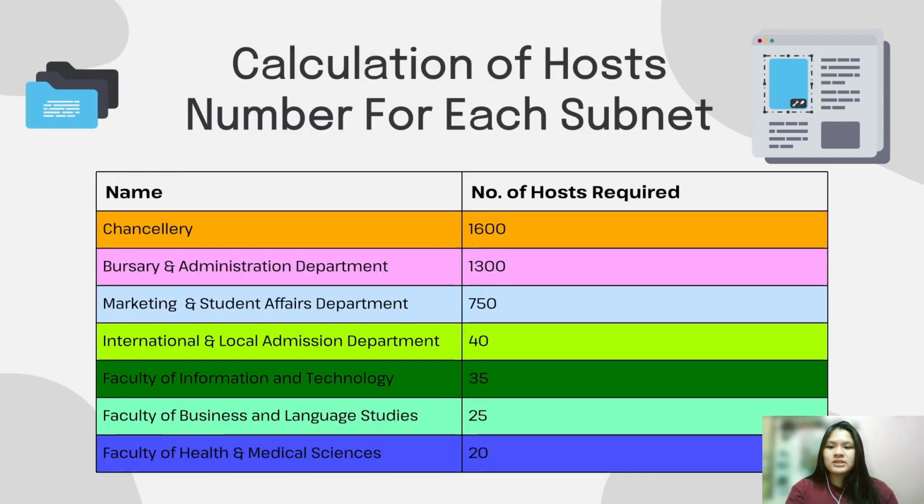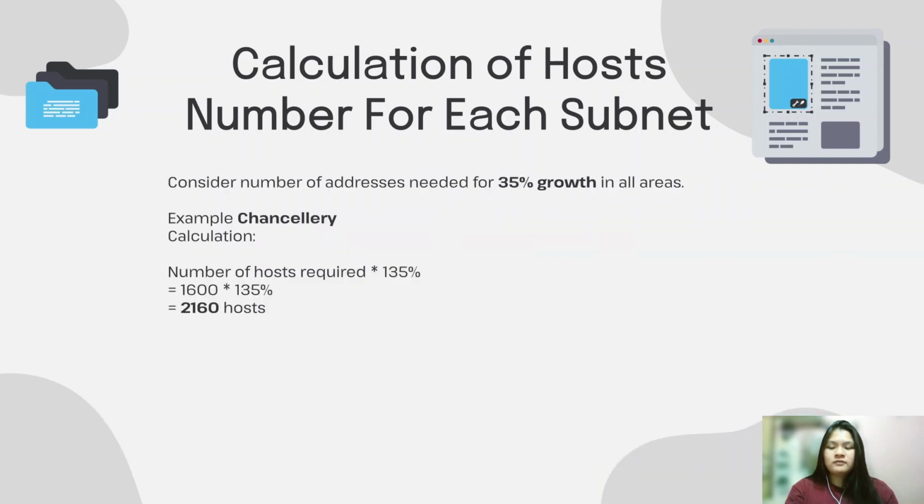To decide the custom subnet mask of the subnet, first we need to calculate the host number of each subnet. The table shows the original host number required by each department. As the scenario stated, consider number of addresses needed for 35% growth in all areas. The formula shown is how we calculate the desired number of hosts for each area. It's using the original host number multiplied by 135% to get the host number needed for 35% growth.